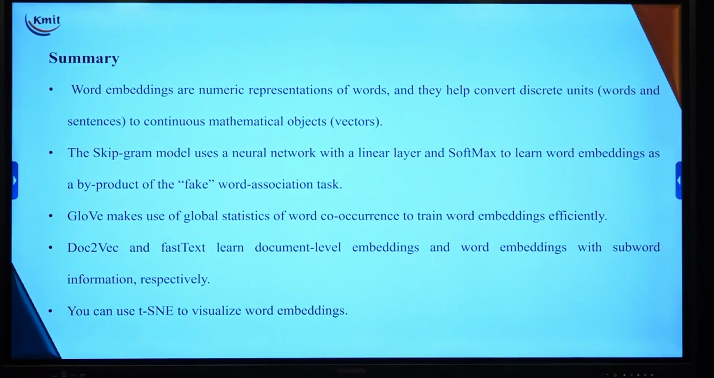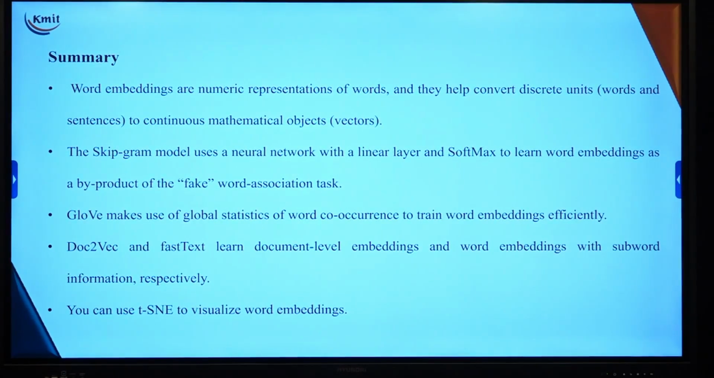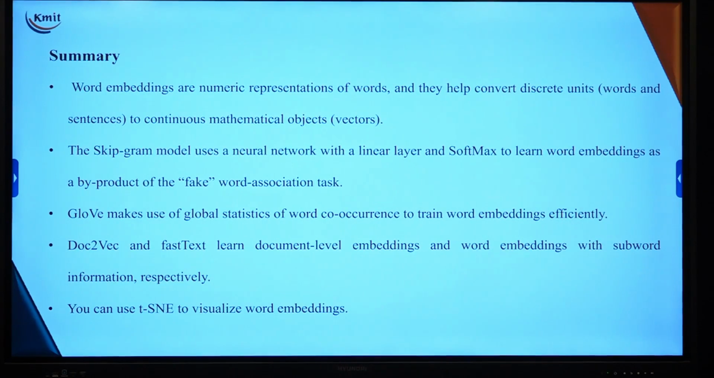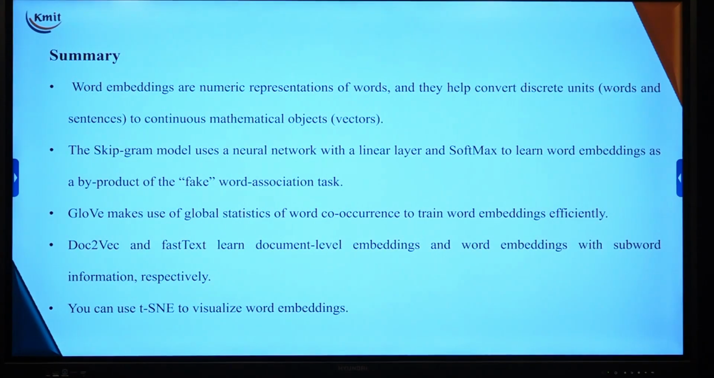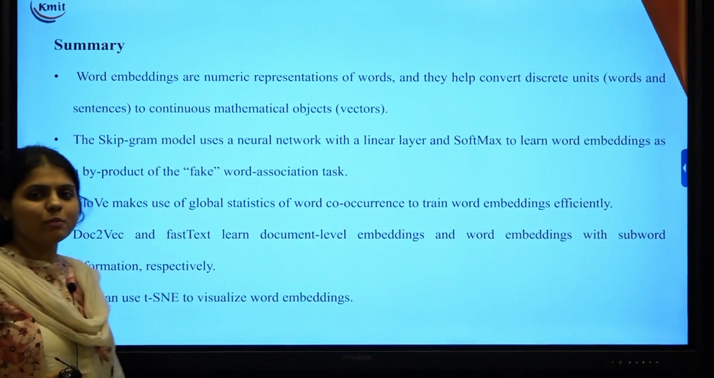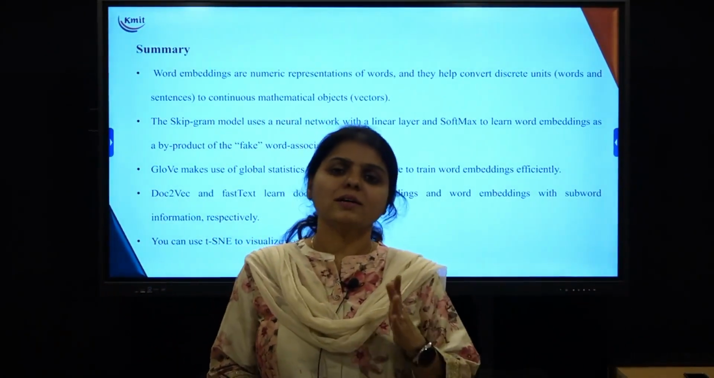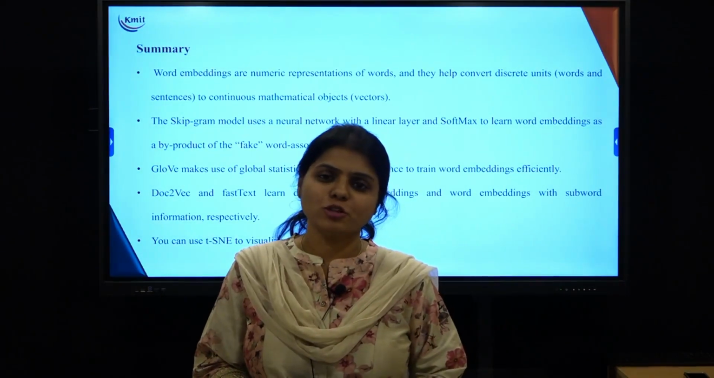So this is the conclusion, or the summary. We have seen that word embeddings are numerical representations of words that help us convert discrete units into vectors, and we have seen two models, skip-gram and CBOW. Along with these two models, we have also looked into advanced word to vector models: GloVe, which makes use of global statistics to avoid the co-occurrence problem of words, and we have also seen fastText and doc to vector for document level embeddings. For visualizing word embeddings we will be using t-SNE. With this we are done with word embeddings, document embeddings, and how we perform visualization for the embeddings. Thank you.